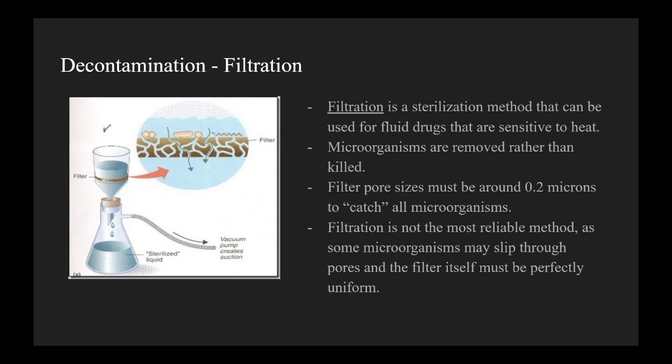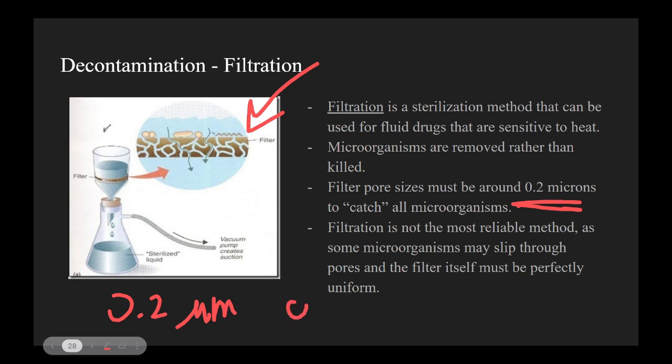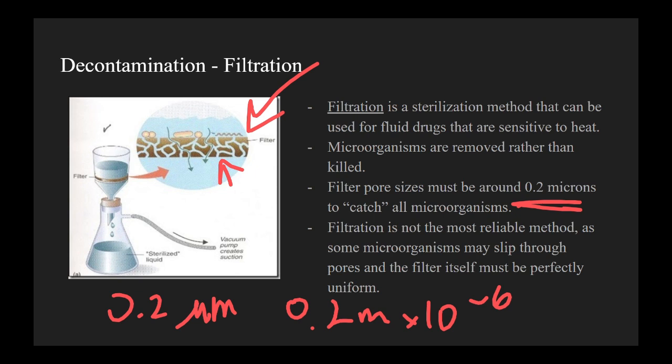So you get these specifically designed polymer filters that have really, really tiny gaps in between them that are around 0.2 microns. So 0.2 micrometers. Right, so this is like 0.2 meters times 10 to the negative 6 here. So you can imagine this isn't the most reliable method because, first of all, the filter itself might be a little uneven and let some of the microbes through. Then sometimes you might get really small microbes that happen to slip through somehow. So this isn't really the best method.